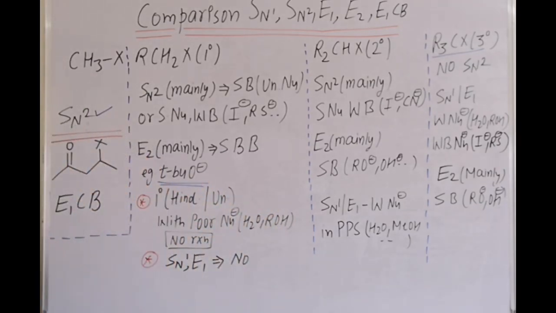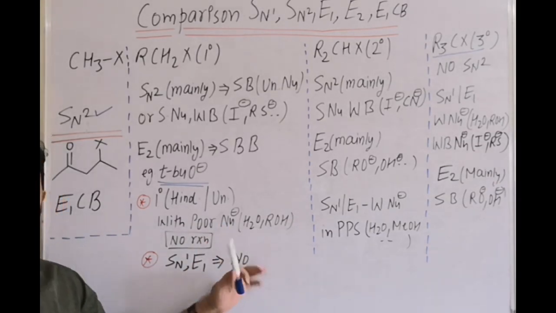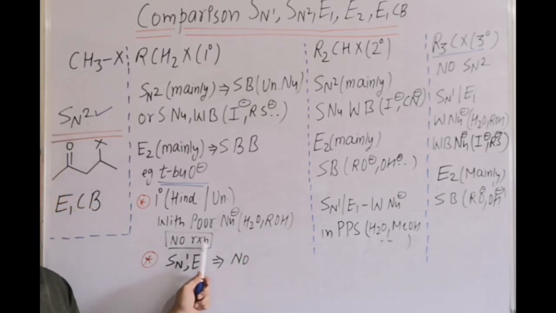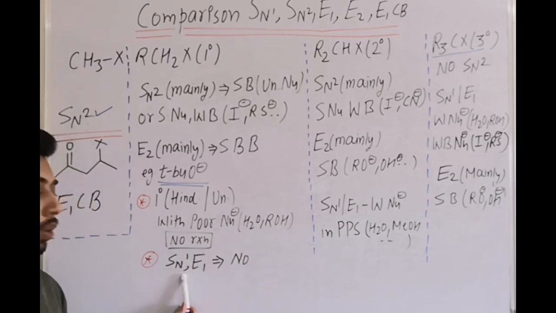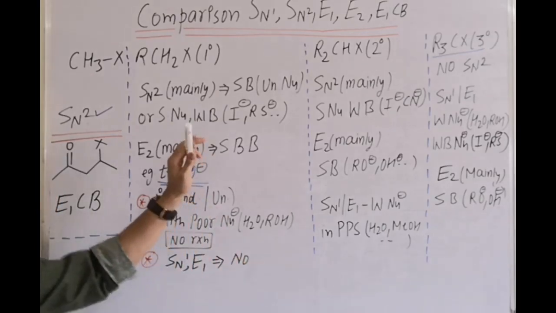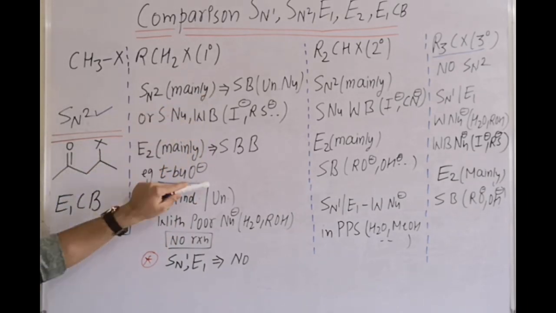Another important point is with primary alkyl halides, whether they are hindered or unhindered alkyl halides, if we take poor bases or poor nucleophiles, or simply I can use the term, if we use directly solvents, water, alcohol, then there will be no reaction. That means no SN1 or E1 products are formed. The only possibilities here are when SN2 conditions or E2 conditions are present.